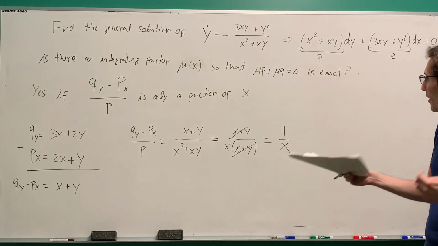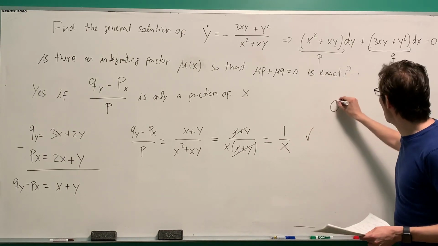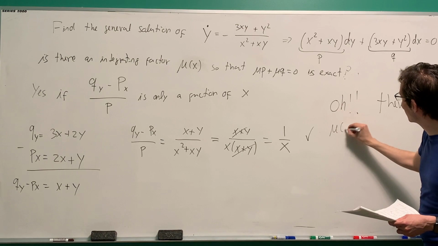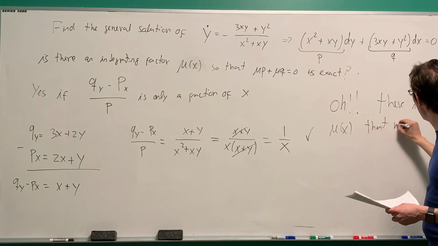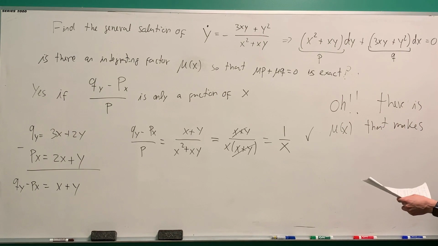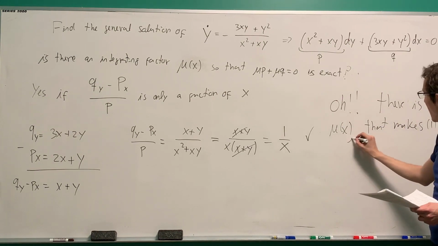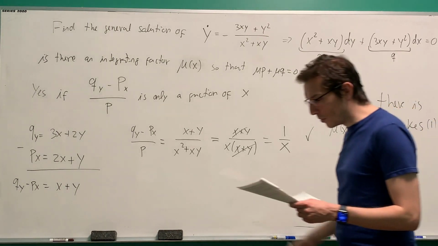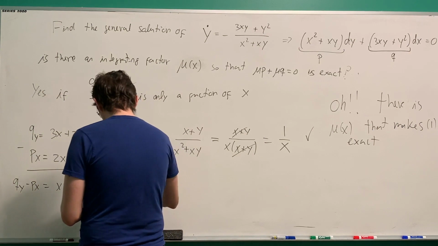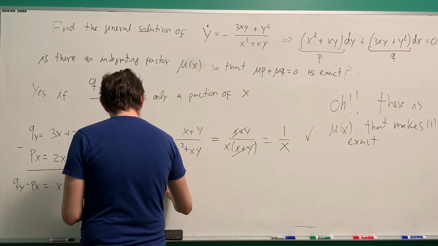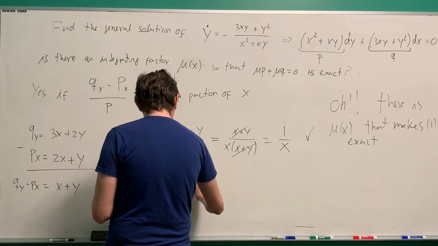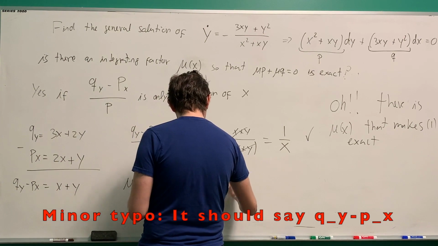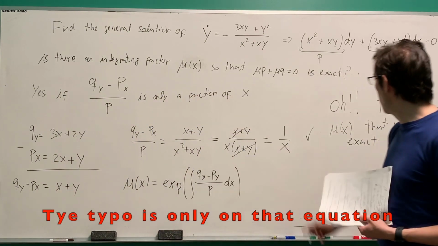All right, so now that we checked, we know there is a mu of x that makes equation 1 exact. All right, wonderful. So what is the value? Well, we had a formula that we computed before. Mu of x would be the exponential of the integral with respect to x of q sub x minus p sub y, divided by p, dx. And we've already computed what it is.